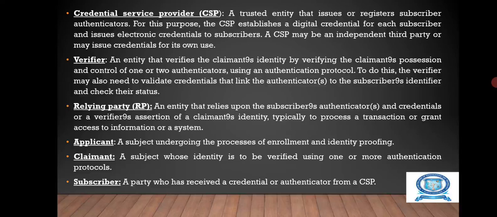Relying party, shortly called RP, an entity that relies upon the subscriber's authenticators and credentials or the verifier's assertion of a claimant's identity, typically to process a transaction or grant access to information or a system. Applicant, a subject undergoing the process of enrollment and identity proofing. Claimant, a subject whose identity is to be verified using one or more authentication protocols. Subscriber, a party who has received a credential or authenticator from a CSP.